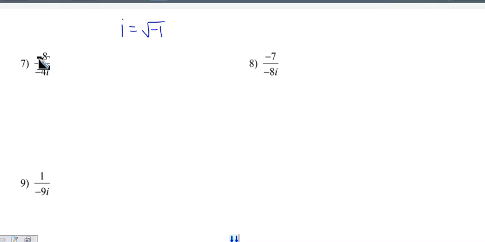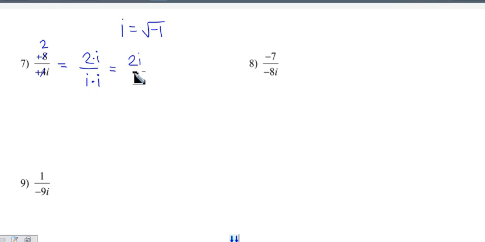In this first problem, I do have a negative in both the numerator and denominator, and I can cancel those. I also can cancel these numbers. 4 divides evenly into 8, leaving 2 in the numerator. So now I have 2 over i. Since i represents a radical, I can't leave it there. So the way that I rationalize i is to multiply it by itself. And whatever I do to the denominator, I do the same thing to the numerator.